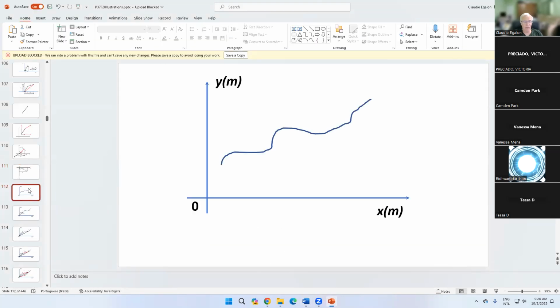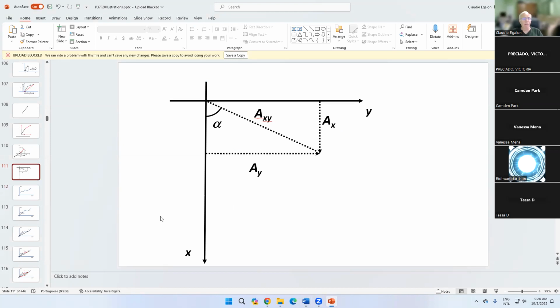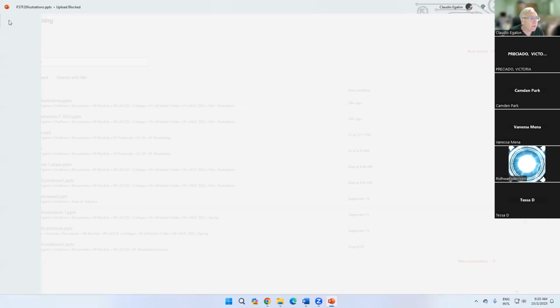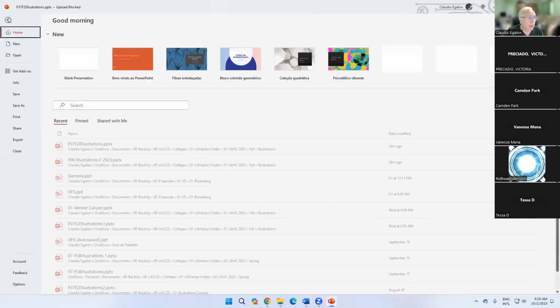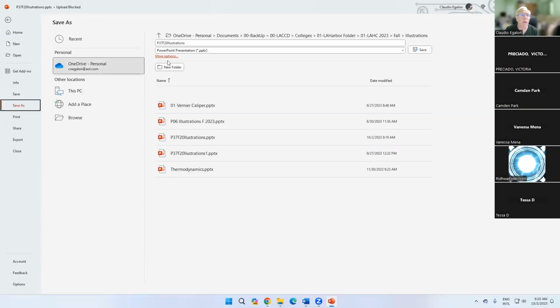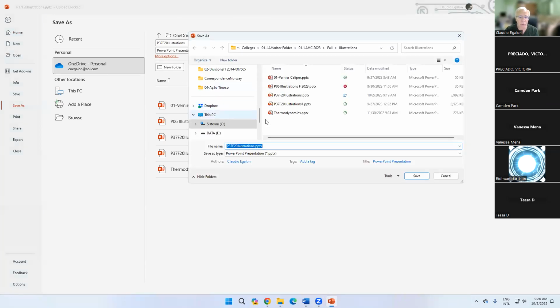Do we have anything else? Let's see. Yeah, that's what we have. That's all you have about vectors, mathematical vectors. Now all we have to do is to start working on the vectors in physics, the physical vectors.